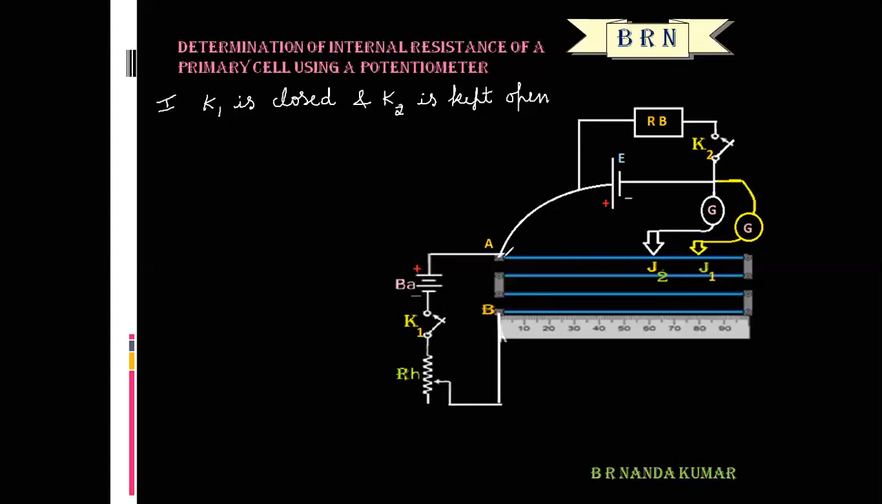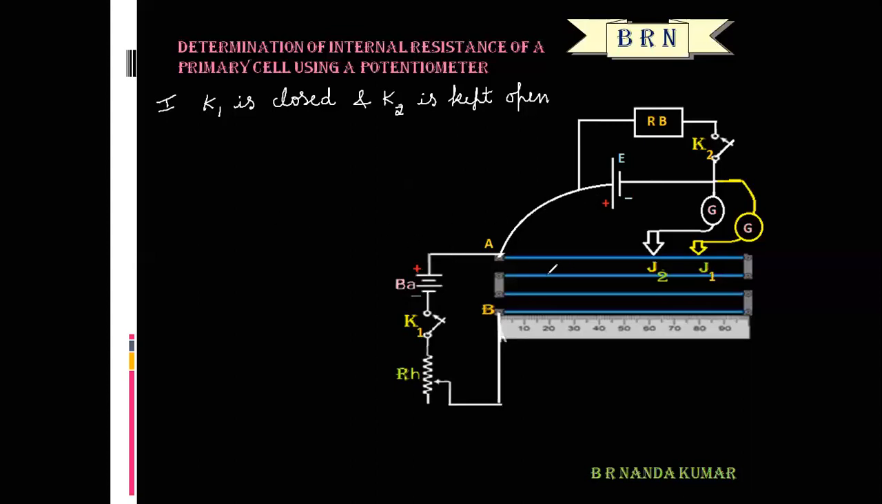The jockey is gradually moved on the potentiometer wire until the galvanometer shows null deflection. If the galvanometer shows null deflection, then the potential difference across AJ1 is exactly equal to the potential difference across the cell.